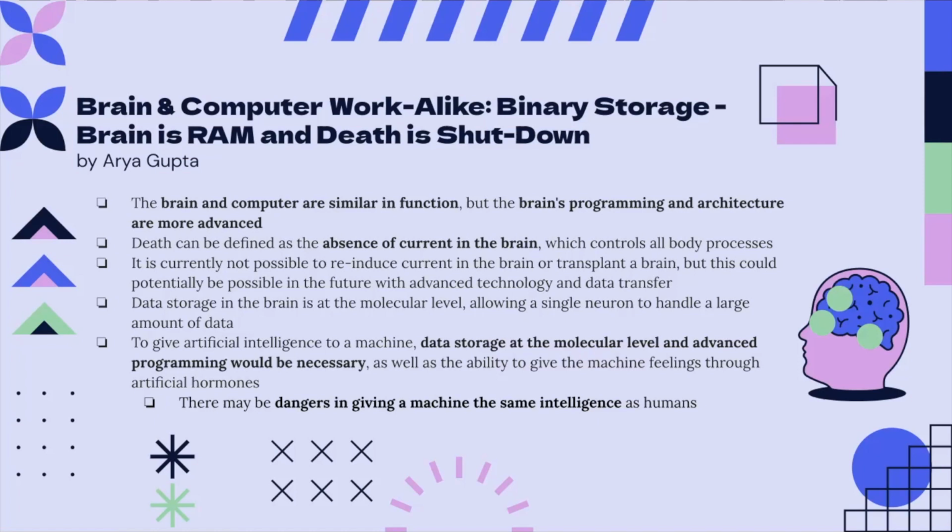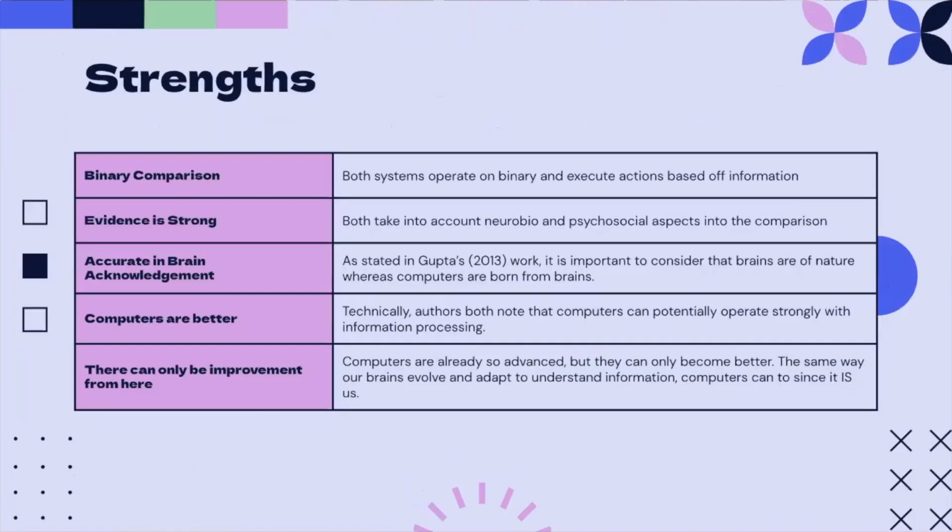Not unless there are artificial hormones, which again do not exist. However, there may be dangers if we were to give the same intelligence to a machine as humans. Not looking at it through an entertainment aspect or our movies, but rather how dependent humans can be to this intelligence should we retrieve it.